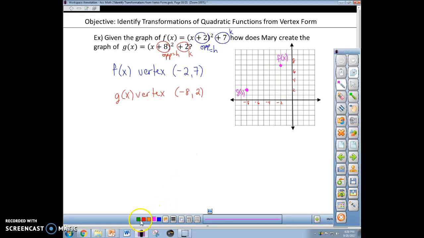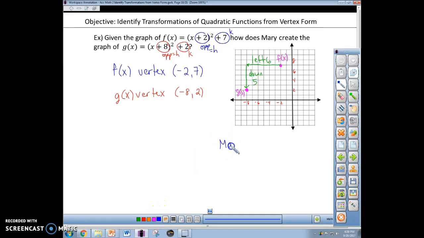So now remember, we're starting at f and moving to g. So this time, to move from f to g, we're going to need to move to the left 1, 2, 3, 4, 5, 6 units. And then we need to move down 1, 2, 3, 4, 5 units. And then we put that together into a statement.